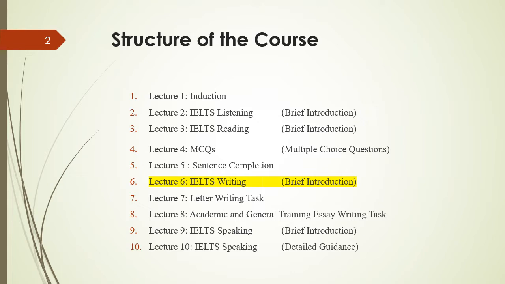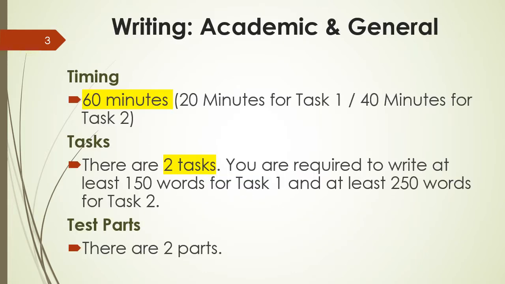So first of all, let us have a look at IELTS writing, what is involved and what the time frame is for that. For IELTS academic and general writing, both tasks together take 60 minutes: 20 minutes for task 1 and 40 minutes for task 2. There are two tasks, as I said. You're required to write at least 150 words for task 1 and at least 250 words for task 2. There are two parts.